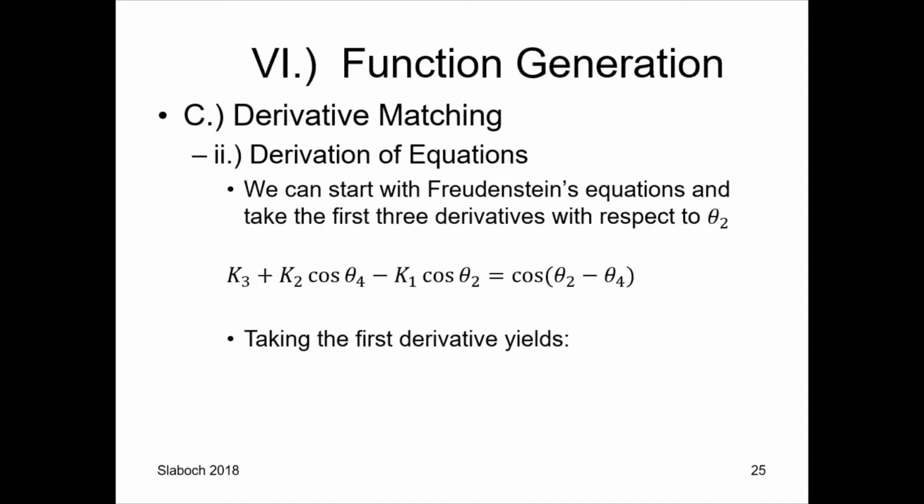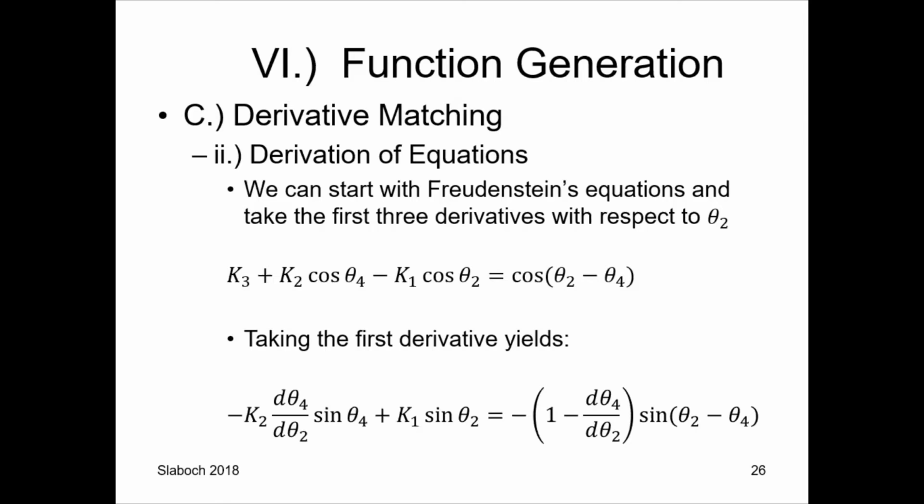So to get the equations for derivative matching, we take Freudenstein's equation and then take its derivative. So first derivative, basically we're taking the derivative of theta 4 with respect to theta 2, which is the same as d gamma d beta. So write that here. So we match not just the first derivative, but we'll also need the other derivatives, second derivative and third.